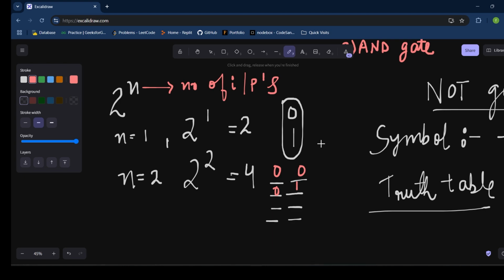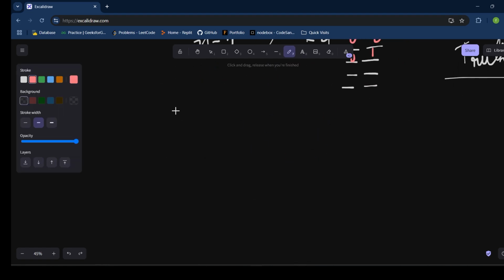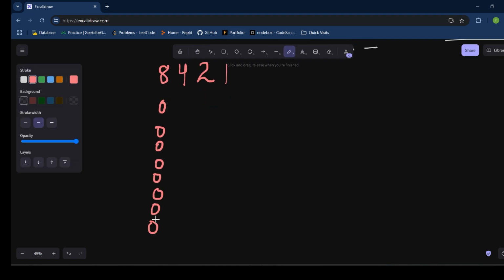To decide the combinations, we have one simple formula, that is 8421 code. It means first you have to put 8 zeros like this. Then you simply need to put 4 zeros and 4 ones. And here you need to have 2 zeros and 2 ones alternate. And here you need to have alternate 0 and 1.